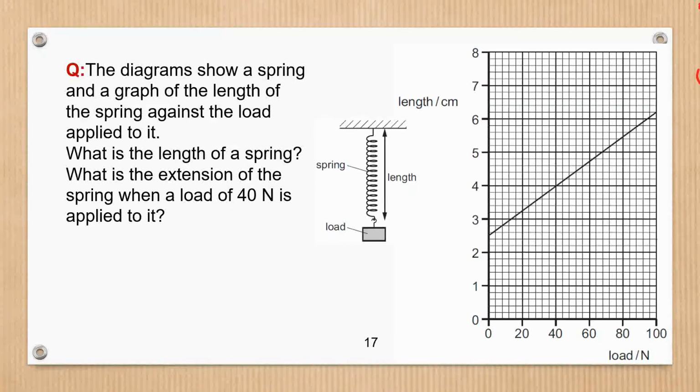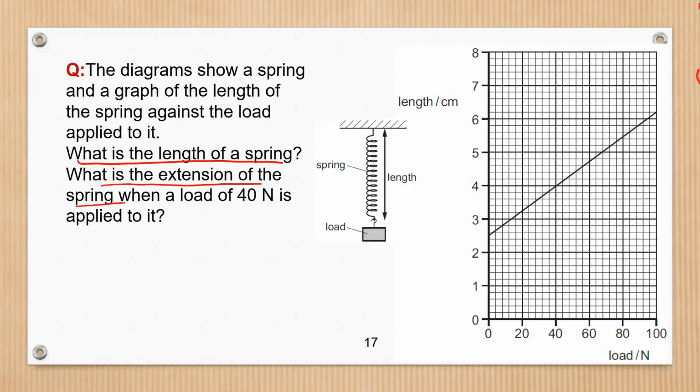Now we are going to practice another question. The diagram shows a spring and a graph of the length of the spring against the load applied to it. What is the length of the spring? What is the extension of the spring when a load of 40 newtons is applied to it? So here two things are asked. What is the length of the spring? And the second thing is, what is the extension of the spring?